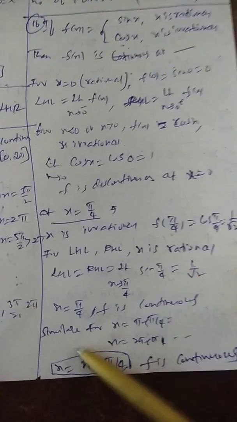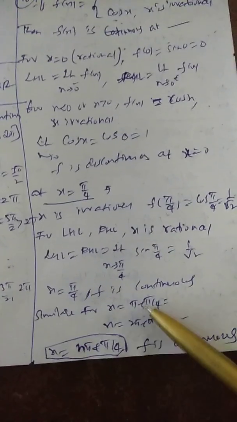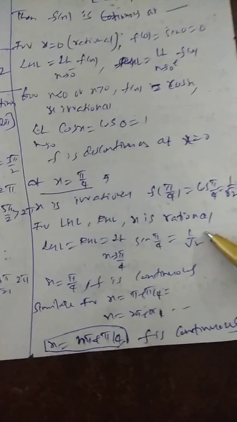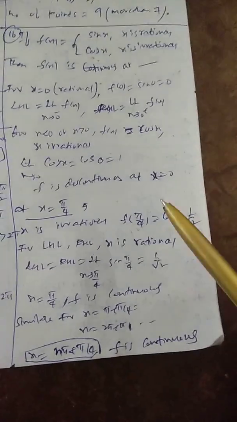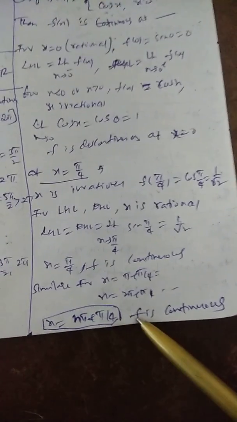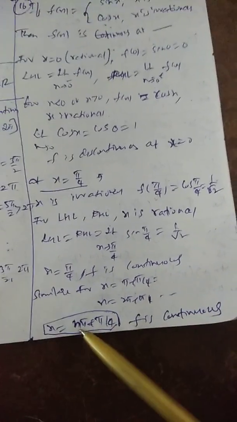The same way, f of x is a continuous function at x equals pi plus pi by 4, 2 pi plus pi by 4, 3 pi plus pi by 4 and so on. So f of x is a continuous function at x equals all n pi plus pi by 4. We have this in our given options, option B, n pi plus pi by 4.